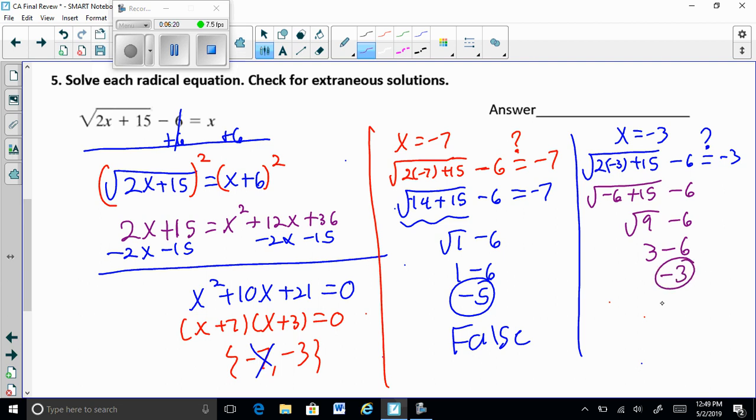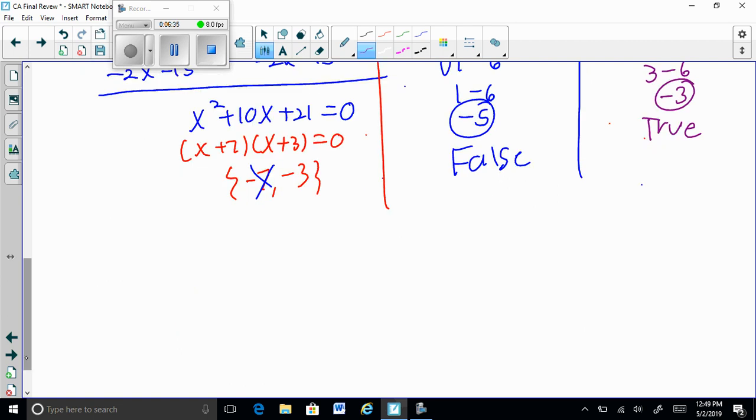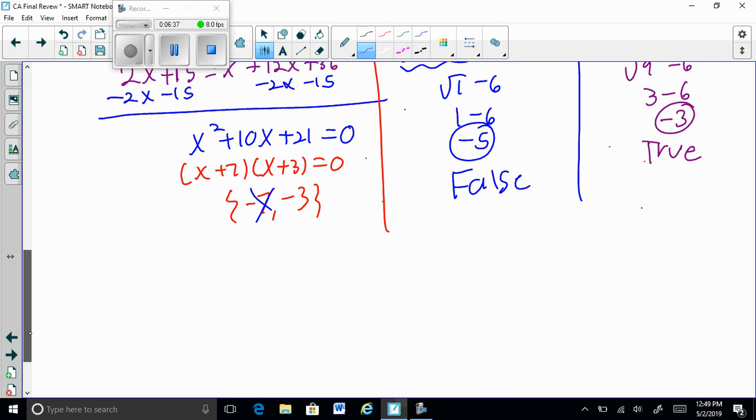This came back true. We proved that when you plug it in, the two sides are equivalent. So negative 3 would be my only answer for that one right there. And I guess that's actually it for this page.